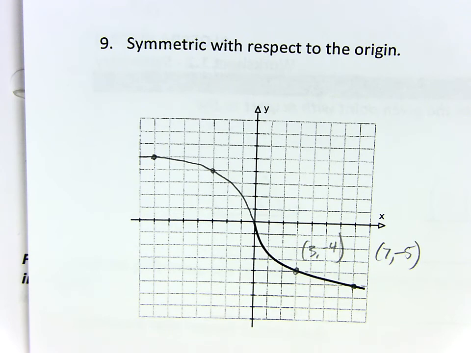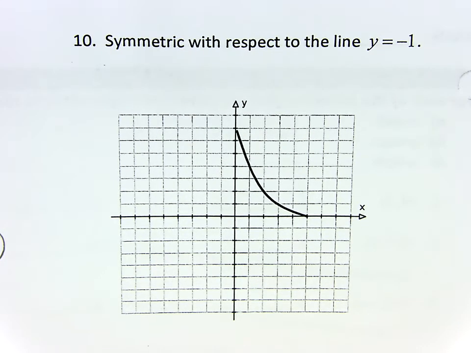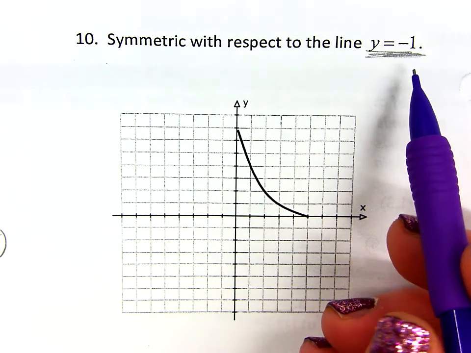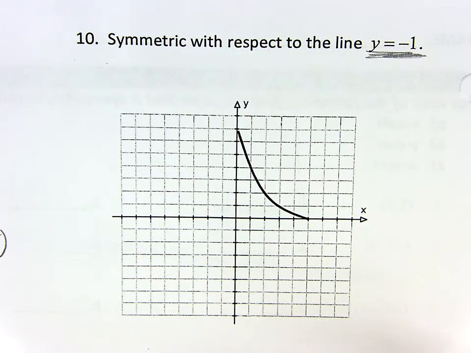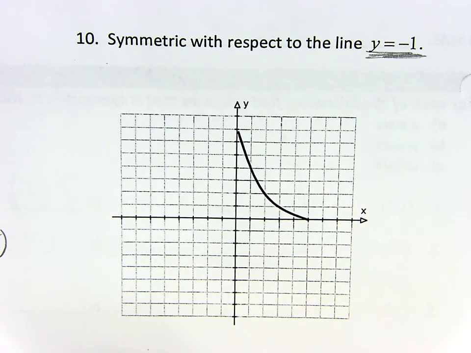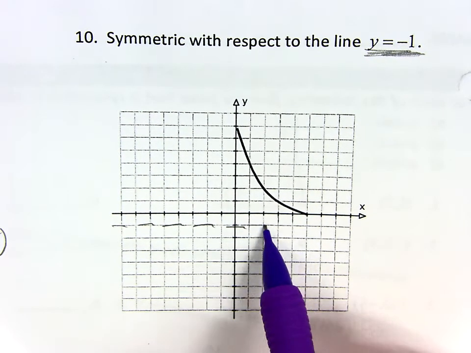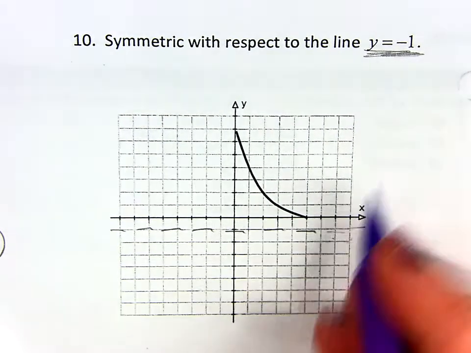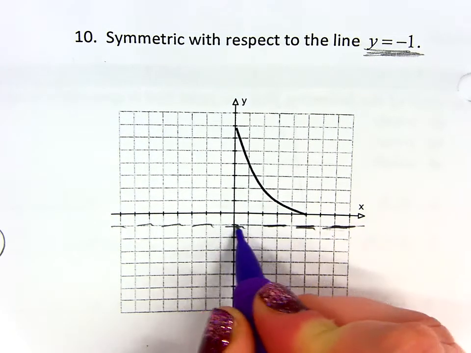Want to do 10 together? Okay, I thought you might. So 10 is a little different because they want it to be symmetric with respect to the line y equals negative 1. So let's go ahead and sketch y equals negative 1. What kind of a line is that? Yeah, be careful. Horizontal. It's a horizontal line at negative 1. So I'm just going to put that as a dotted line. Alright, so there's y equals negative 1.